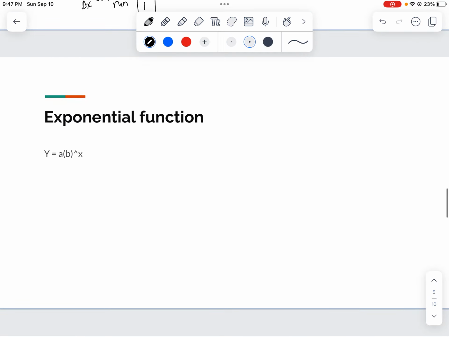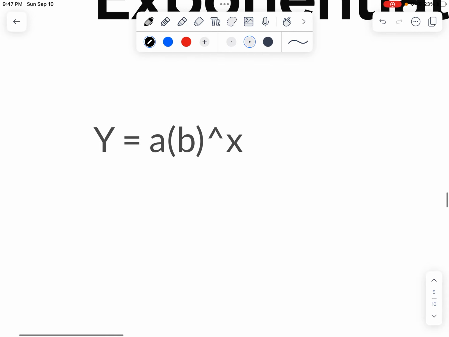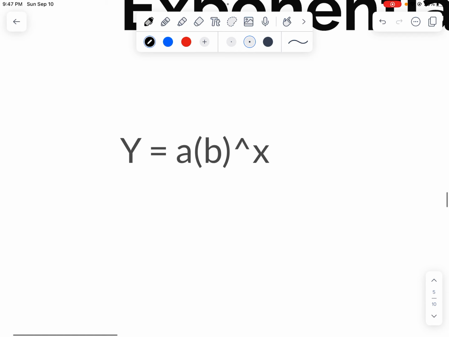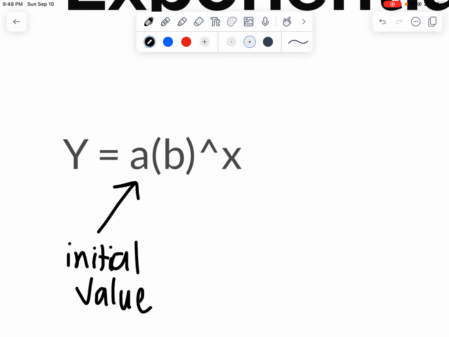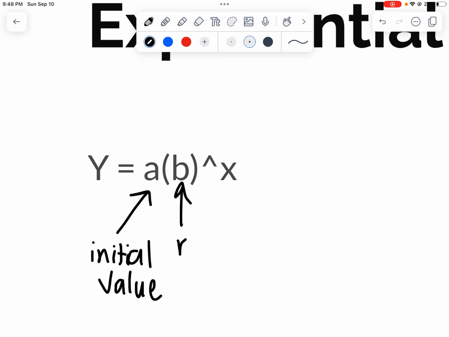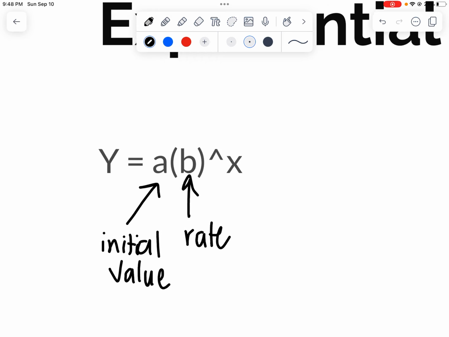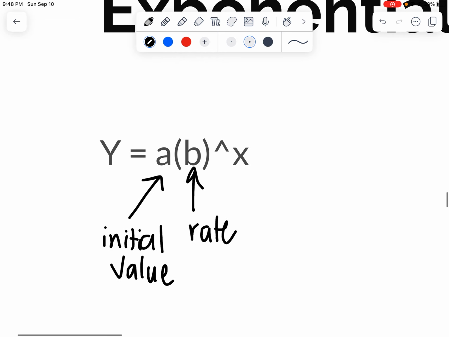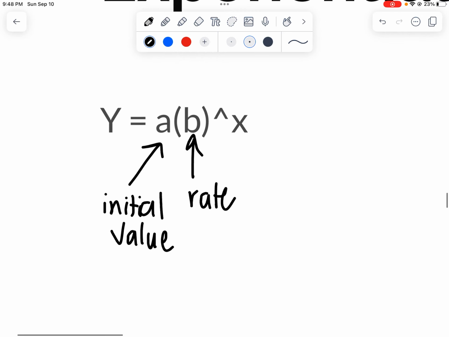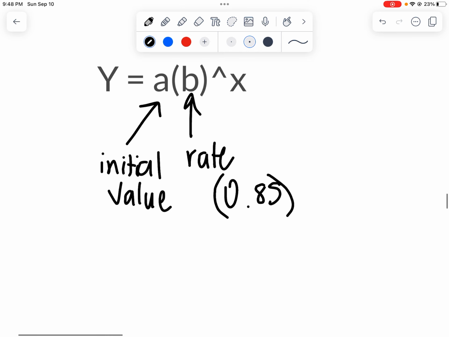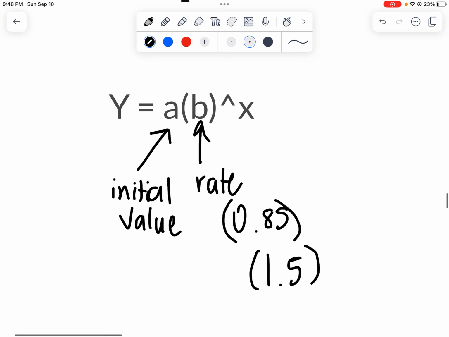So what does an exponential function look like? y equals a times b to the power of x. All right, so a is the initial value, okay? B is the rate, the rate at which you are increasing. Sometimes it's like 0.85. Sometimes it's greater than 1, like 1.5, okay? And then to the power of x, right?